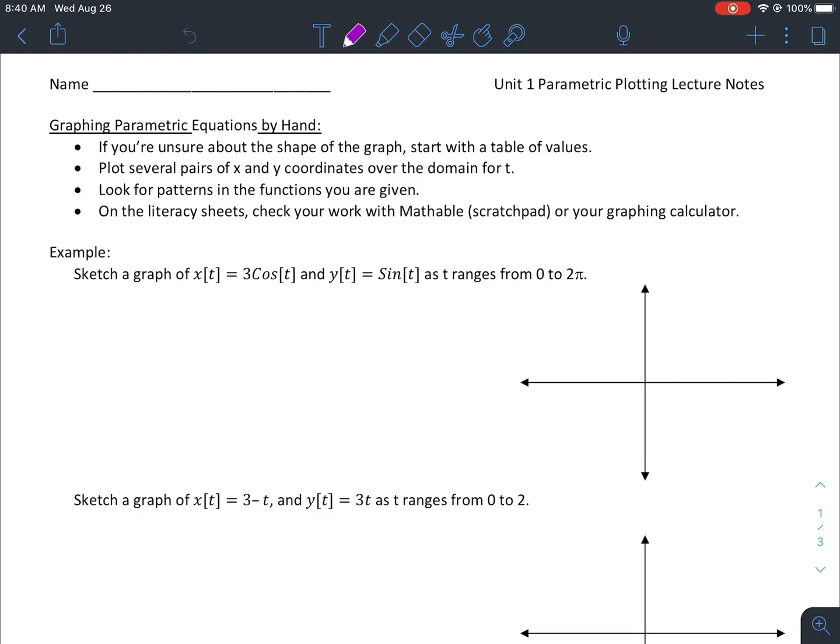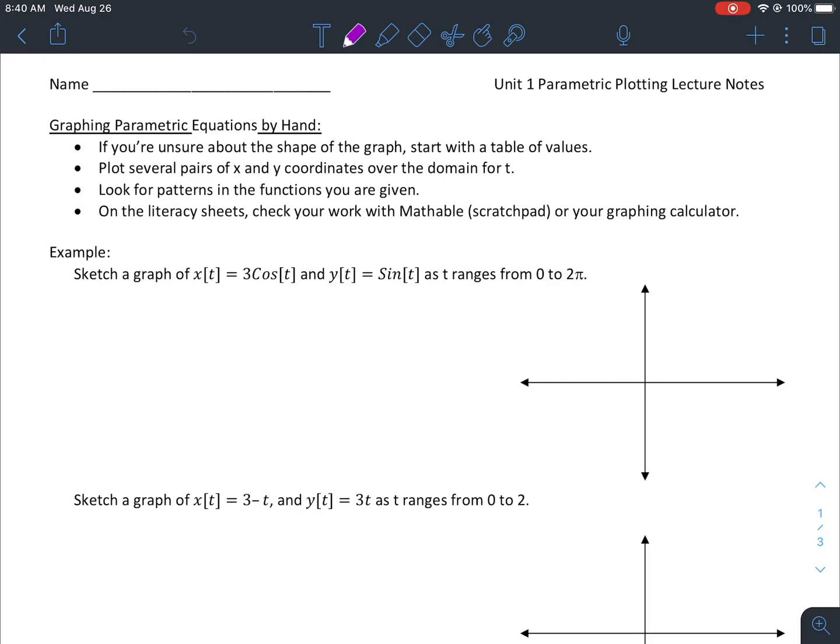So we're going to graph a couple of parametric equations by hand. A couple points here. If you don't know what the graph looks like, make a table. If you do know what the graph looks like, then the table might not be necessary. Then plot as many pairs of x and y coordinates as you can over the domain for t, and once you know what the graph looks like, you can connect the dots.